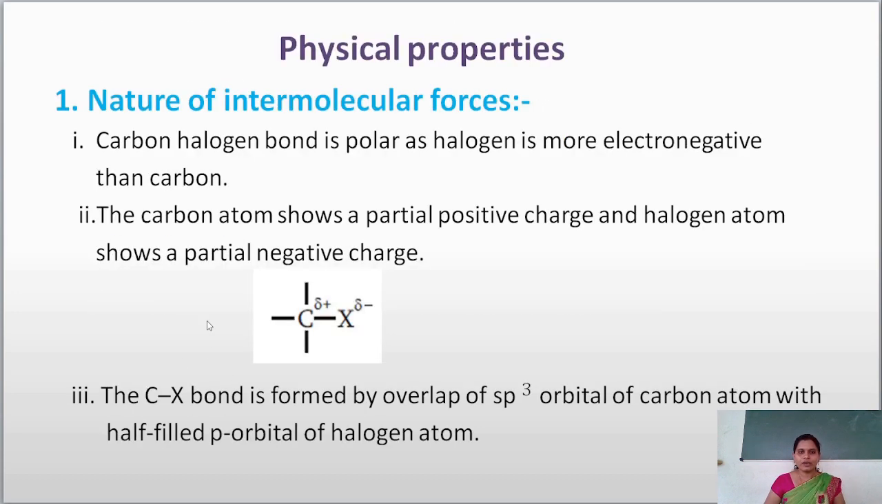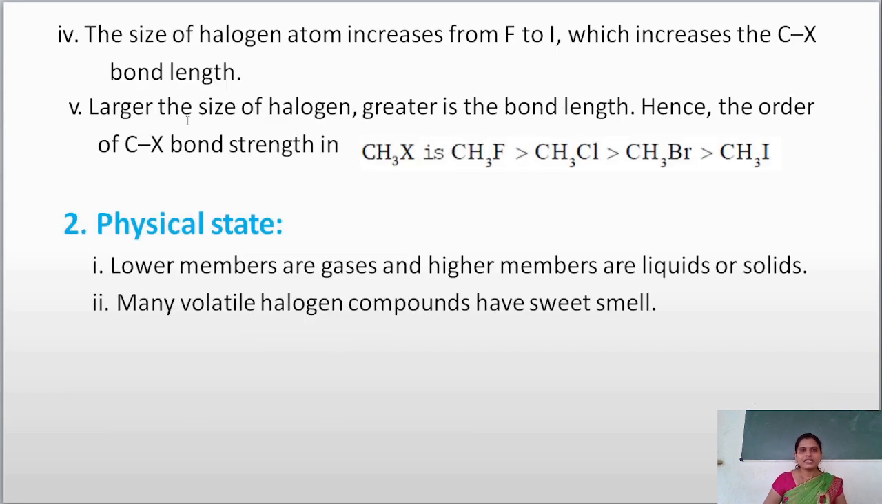The C-X bond is formed by overlap of the sp3 orbital of the carbon atom with a half-filled p orbital of the halogen atom. The size of the halogen atom increases from fluorine to iodine, which increases the C-X bond length.